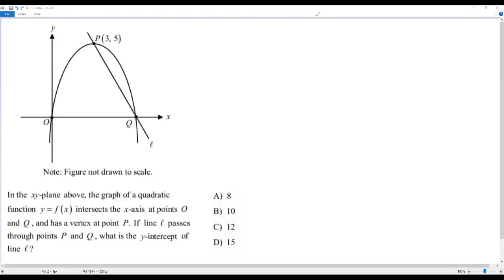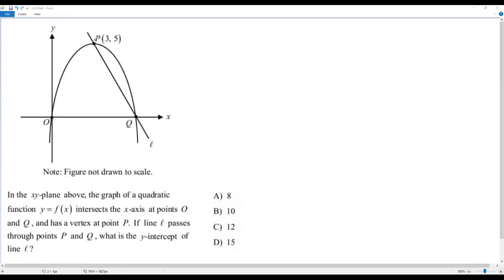Here we have a SAT math problem. Okay, let's go to the question. In the xy-plane above, the graph of a quadratic function y equals f of x intersects the x-axis at points O and Q and has a vertex at point P. If line L passes through points P and Q, what is the y-intercept of line L?